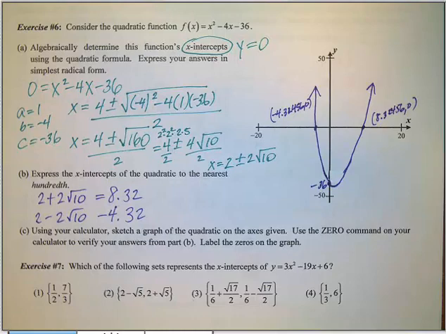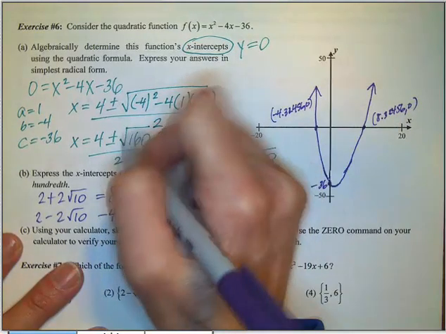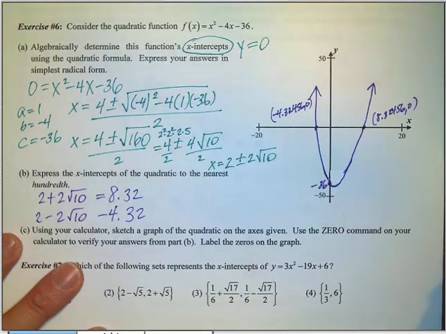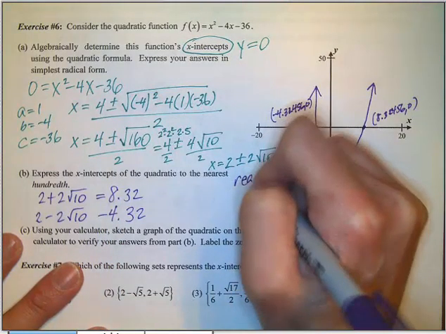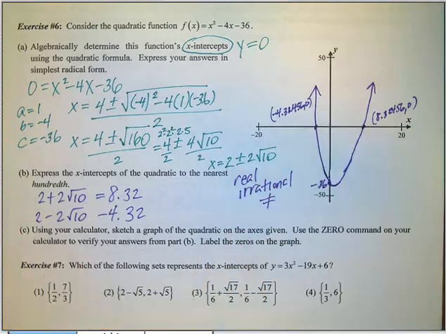To describe these, because of this radical 10, or more importantly, the radical 160, our answers are real, irrational, and not equal. And we can clearly see by the graph that those roots are not equal.